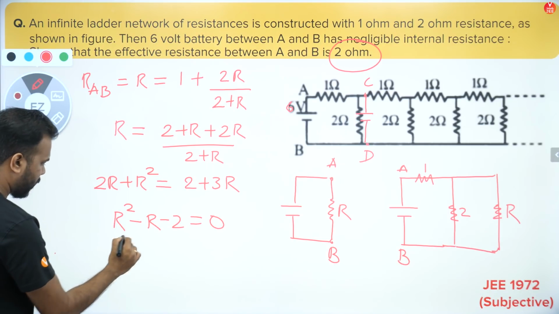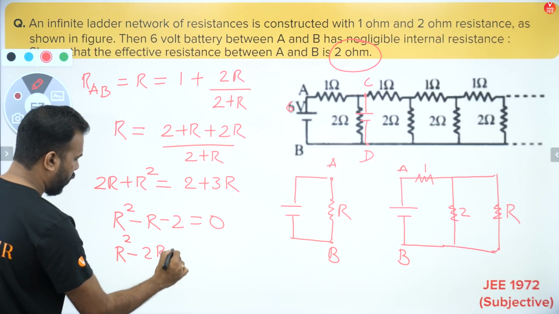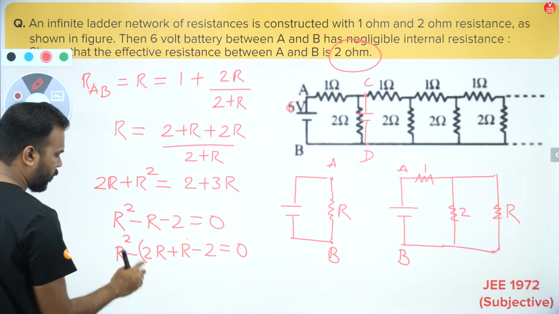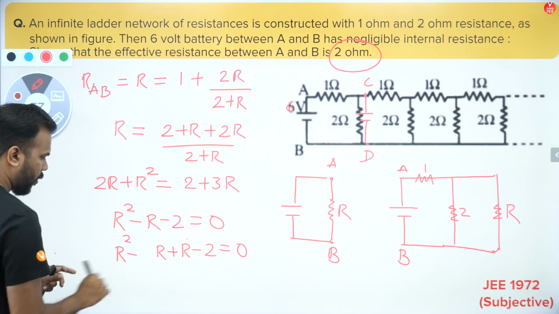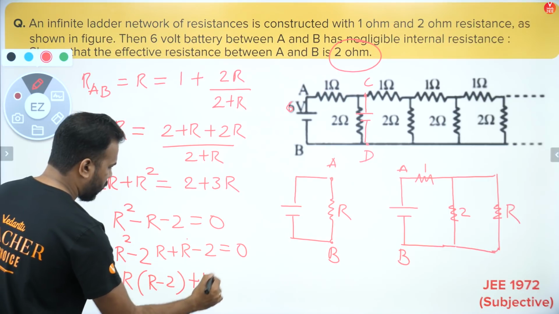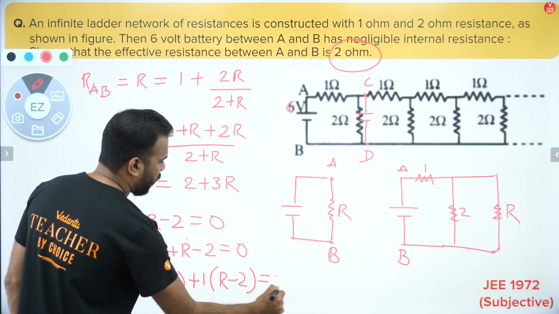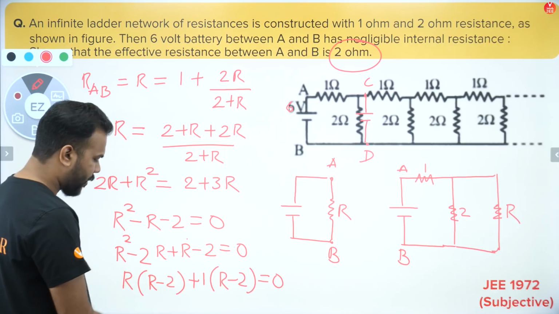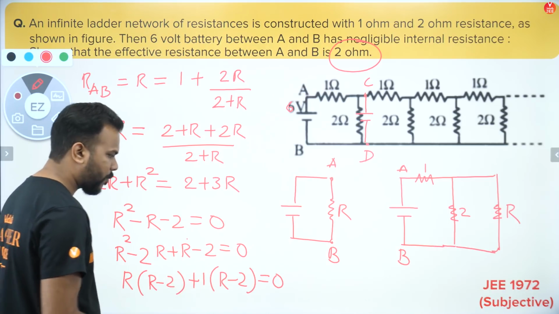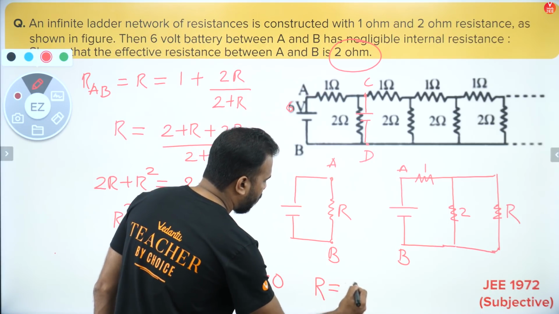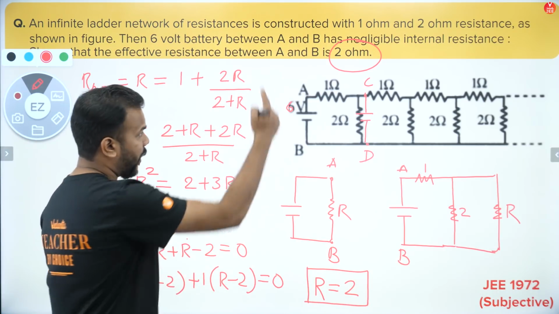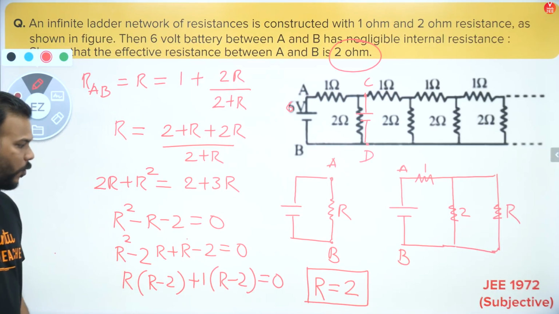Let's just simplify this. So this is R square minus 2R plus R minus 2 equal to 0, because minus R will come because of this part. Can you see that? Okay, so now I can say it as R taken common, R minus 2, plus 1 taken common, R minus 2 equal to 0. Which means either R minus 2 equal to 0 or R plus 1 equal to 0. R plus 1 equal to 0 will give you minus 1, which is not possible for a resistance. That's why the equivalent resistance between A and B comes out to be 2 ohms as expected. That's what the question wanted us to find out.